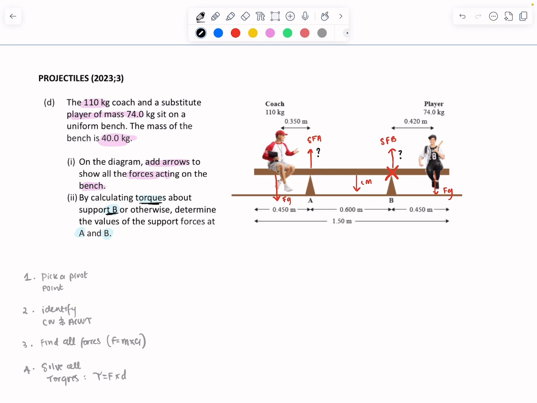I'm going to start off with trying to find out support force A. And so what we need to do is follow our checklist. We picked a pivot point, that's great. What we need to do next is identify our clockwise torques. We've also got to find out our anti-clockwise torques. And I always love to draw a table. We need to also remember the equilibrium of this plank is maintained because the clockwise torques equal our anti-clockwise torques.